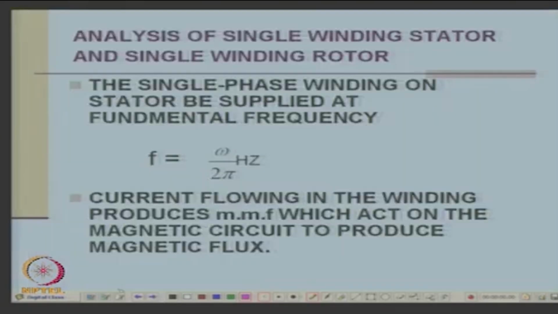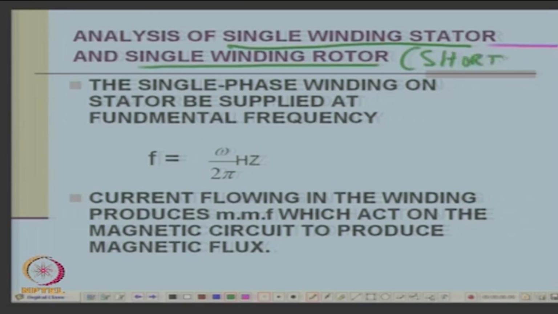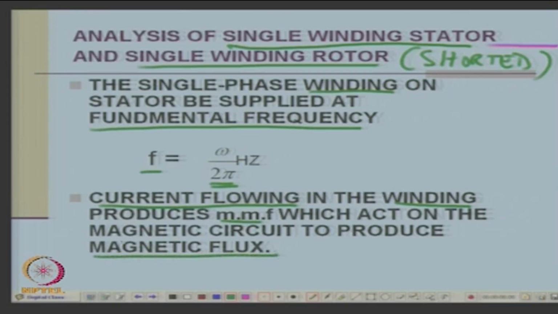Now, that means I have a single phase, single winding stator and a single winding rotor which is shorted. So, a single phase winding on the stator supplied at a fundamental frequency f, which is omega by 2 pi hertz, no problem. It is running at 50 hertz or normal line frequency. Now, it carries a current, which produces an MMF and which produces a flux, right, is not it?